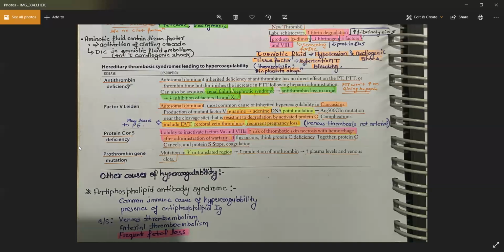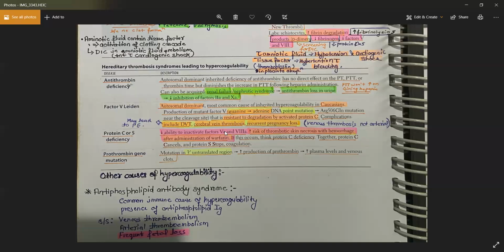The patient will have skin necrosis. Very important: the patient will have skin necrosis with hemorrhage if I give warfarin. So please remember, if you encounter a patient who is receiving warfarin and shortly after receiving it develops necrosis in the skin, any skin reaction from the agent, that means they have a deficiency of protein C or protein S. Is that okay?